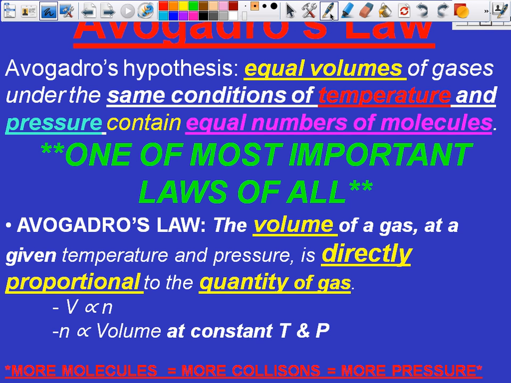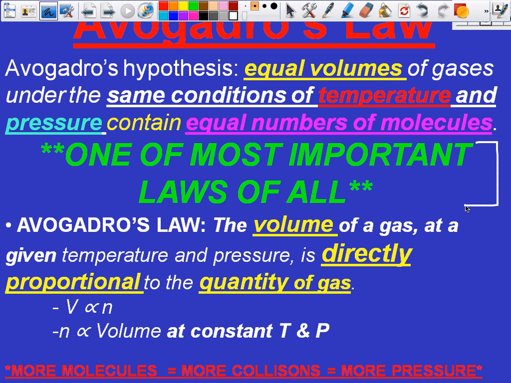Guys, I cannot stress to you how important this law right here is. I really can't. I don't know where to begin in trying to get across to you that Avogadro's law is very important because they are very sneaky in how they ask you about this question, and you don't realize they're talking about Avogadro's law until it's too late, or you don't recognize it at all. And again, I've already put right here, this is one of the most important laws of all.